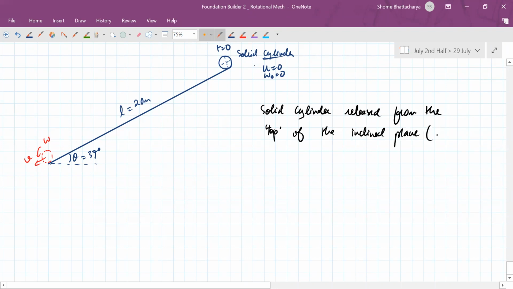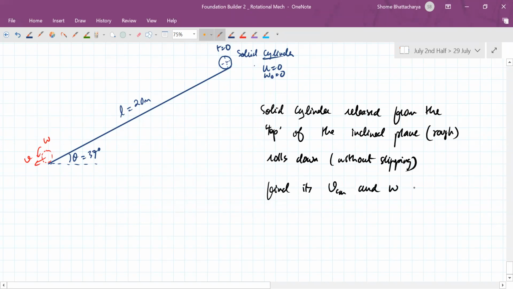Here we'll assume it's a rough inclined plane, and the solid cylinder released from the top rolls down without slipping, so it's in that perfect rolling condition. We have to find its VCM and omega at the bottom. The solid cylinder has some mass and some radius given to us. Take g as 10 meters per second square. Coefficient of friction mu is not given, but it's assumed to be enough to prevent slipping.